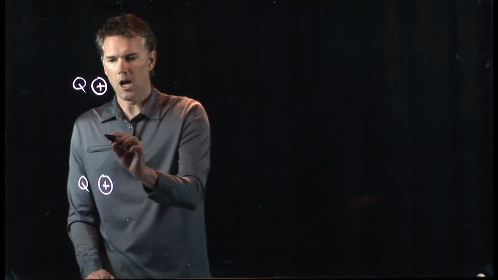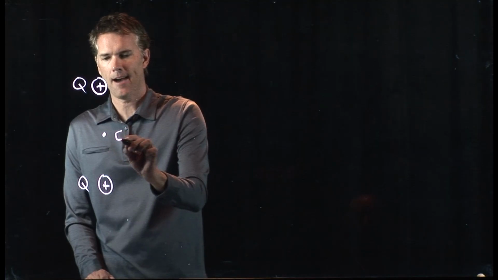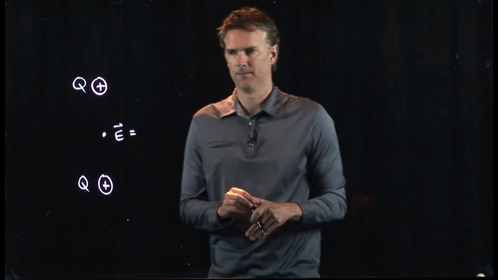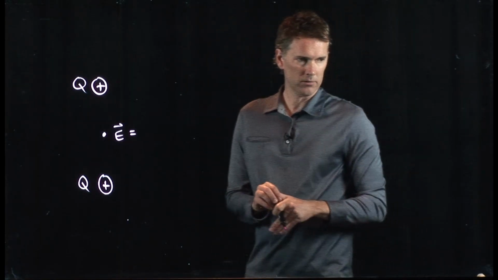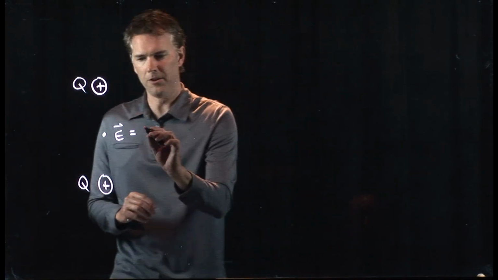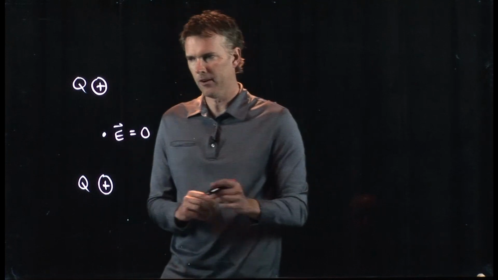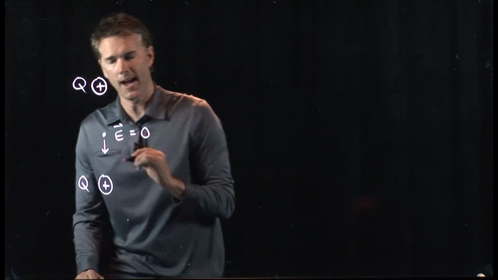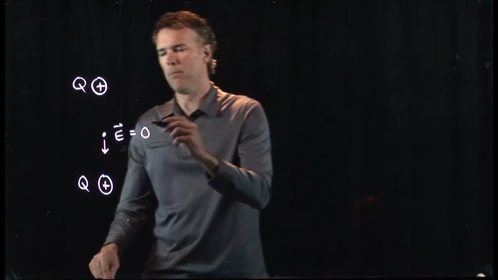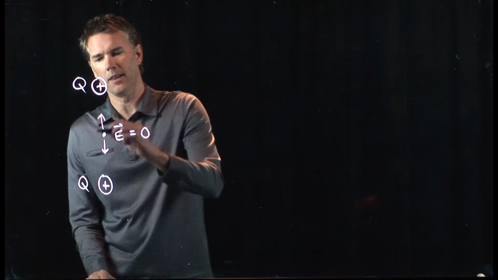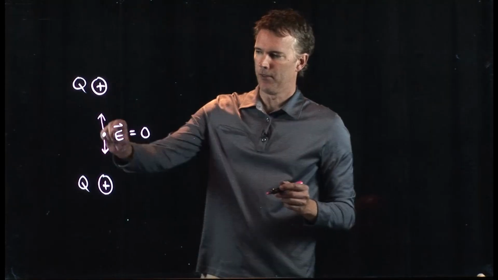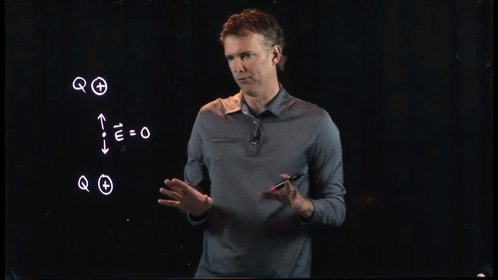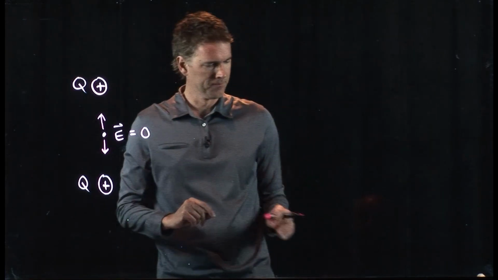What is the electric field halfway in between? I'm asking you guys, what do you think? 0, right? We know that. It's 0. Why is it 0? Because the top charge is giving us an electric field that looks like that, pointing down. The bottom charge gives us an electric field like that, pointing up. If that point is halfway in between the two, they're equal and opposite. It cancels out. Everybody's happy.